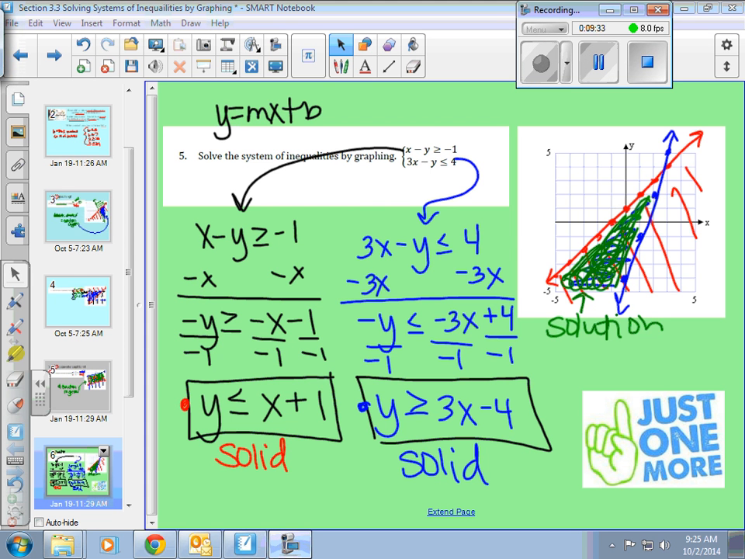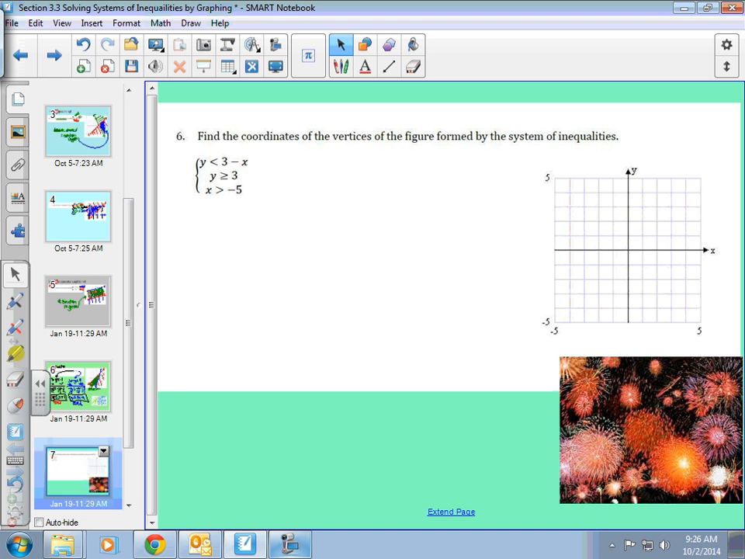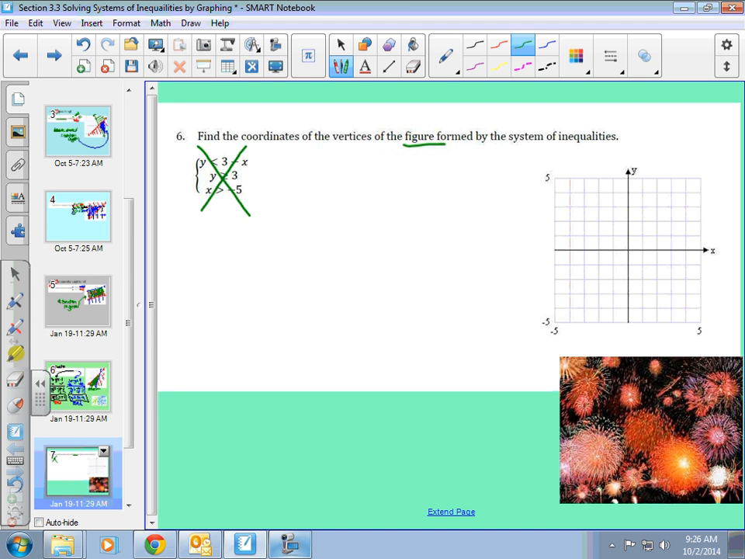Once again, I went ahead and put the solution for number 5 up. It is the shaded area in green. Please make sure you check your answer, and we'll go over any questions in class. Then we have one last problem. It says find the coordinates of the vertices of the figure formed by the systems of inequalities. So we're actually not going to do the problems listed on your note sheet. We're going to change it up. I want to graph the following 3.